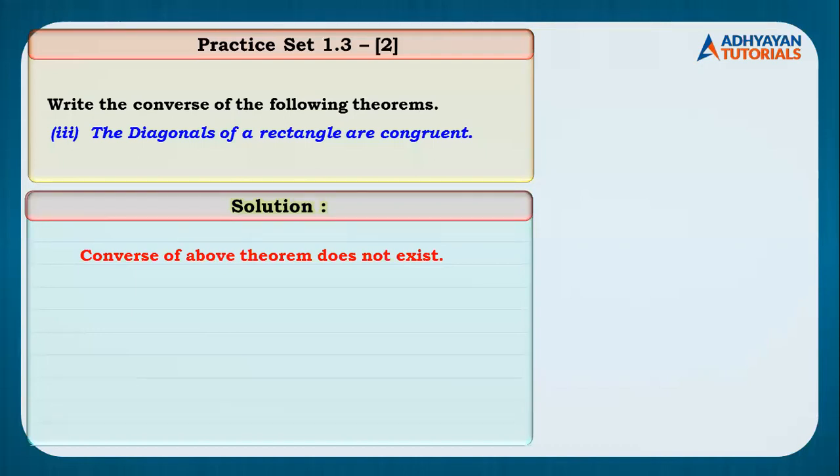I hope everybody has understood what I said for this particular statement. If we reverse it: if the diagonals are congruent, then the quadrilateral is a rectangle. It may or may not be true, right? So just write down this thing.